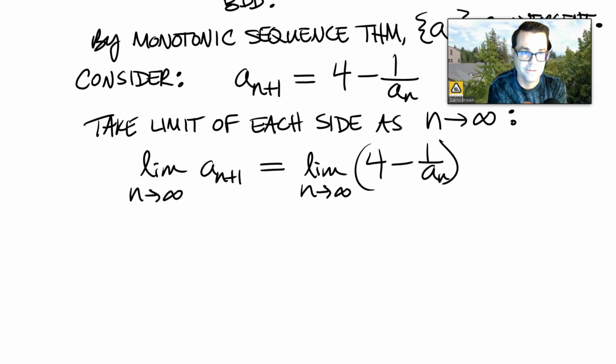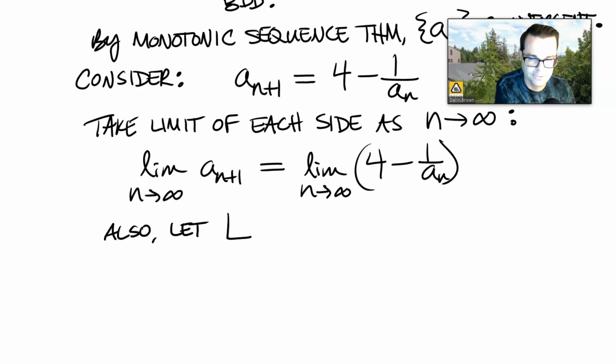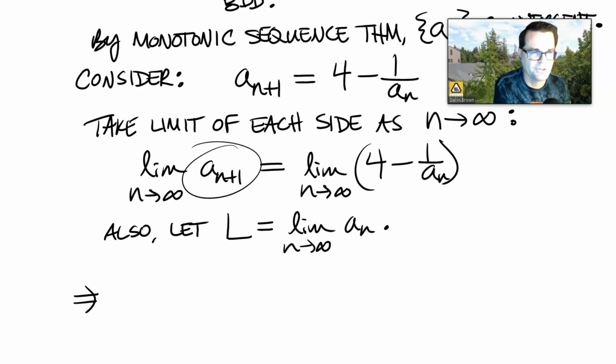Okay, but what are these? Let's give a variable to it. Let L be the limit of the sequence. Well, what's the limit of a sub n plus 1? Really, it's the same as the limit of a sub n, because as n goes to infinity, n plus 1 goes to infinity. So this whole left-hand side is just the limit of the sequence.